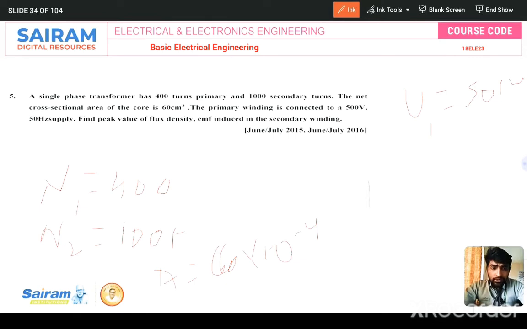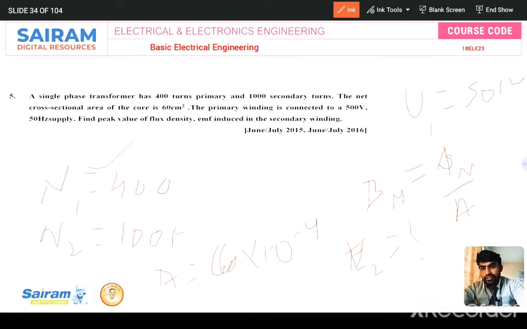We need to calculate Bm, right? Flux per unit area, and EMF induced in the secondary winding. We need to calculate E2 also, right? I think E2 or V2 we can calculate directly. Only the symbol is different, okay? E2 you can take or V2 you can take, your wish. V1 or V2 or E1 or E2, your wish. Keep it in your mind.